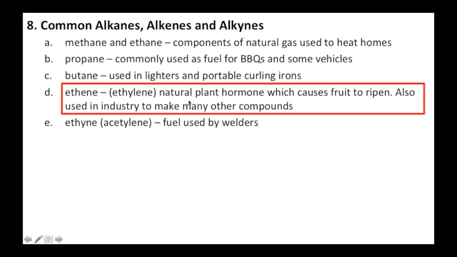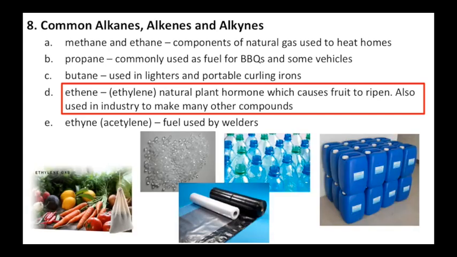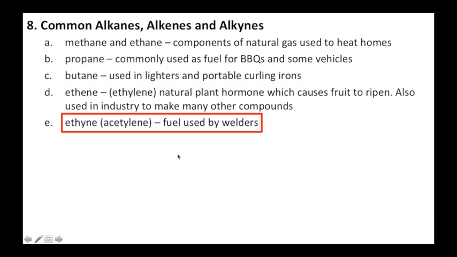Ethene is a plant hormone, causes fruit to ripen. It's also used in industry. So here's your fruit. These little ethene beads or ethylene beads make all kinds of plastic. Those containers, that kind of plastic, and many, many other products.